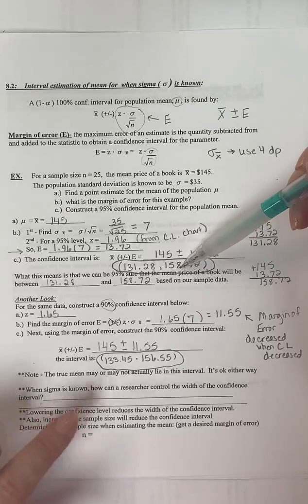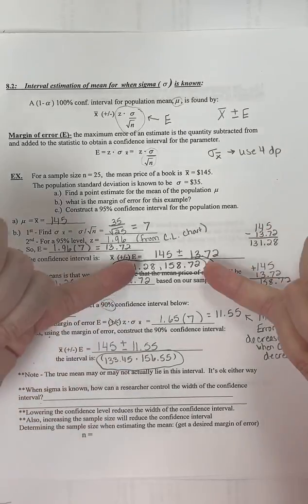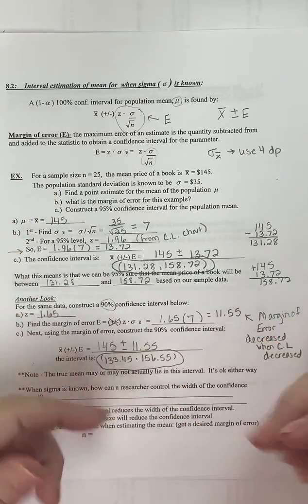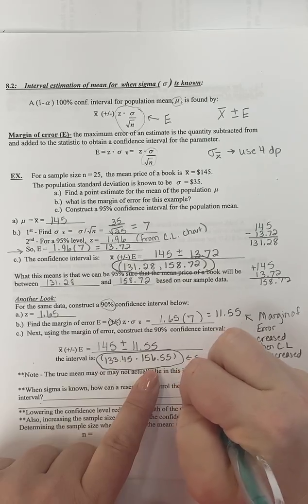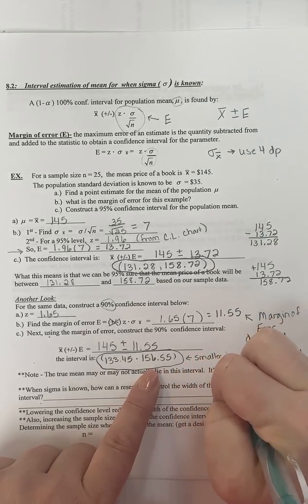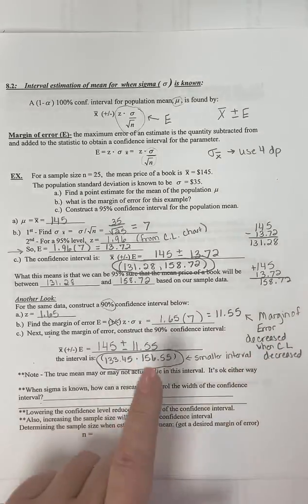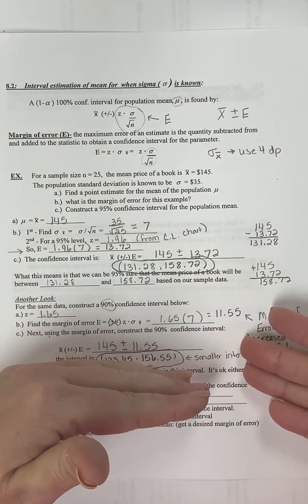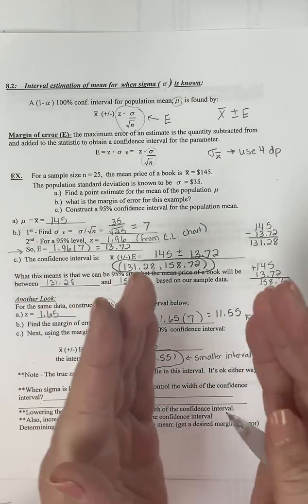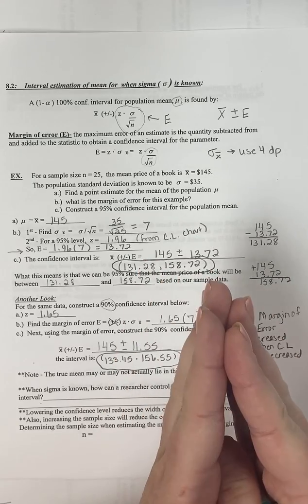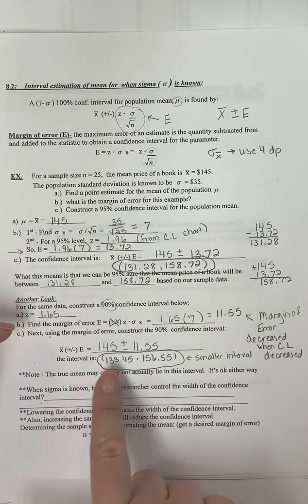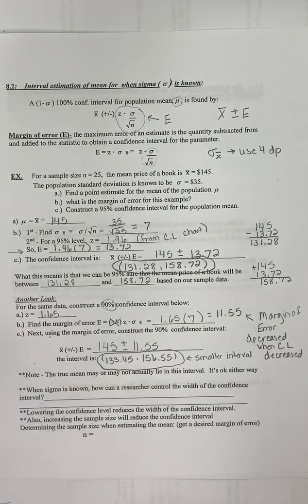Okay, let's take a peek at that. Look at this interval versus this interval. This is a larger interval. This is a smaller interval. So let's also notice this is a smaller interval. Okay, so that's important. When your confidence level decreases, your interval size decreases. They're directly related. Okay, now note the true mean may or may not be in this interval, and that's okay either way. And we're going to look at a problem like that in a few minutes.